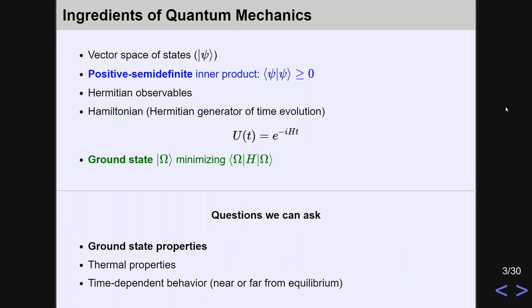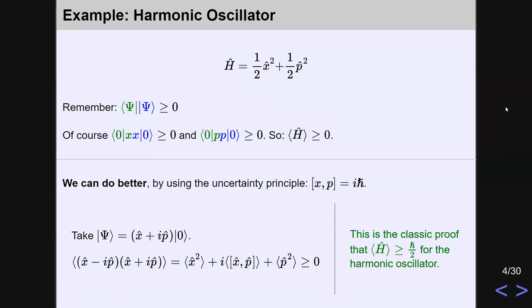So let's apply that. I pick a state and I take the inner product of it with itself. One state I can start with is the ground state, and apply the operator x. If I do that, applying the axiom, I find that the expectation value of x squared has to be non-negative, which is maybe obvious. And the expectation value of p squared has to be non-negative, which is maybe obvious. And if I combine those, I find the expectation value of the Hamiltonian is non-negative. And that's great. It's a lower bound on the ground state energy. We've excluded half of the real line. That's a lot of progress.